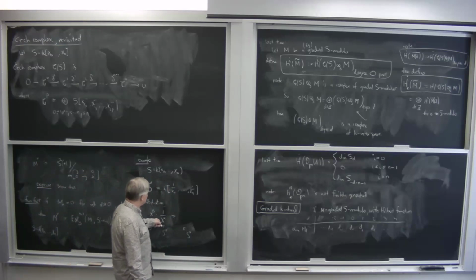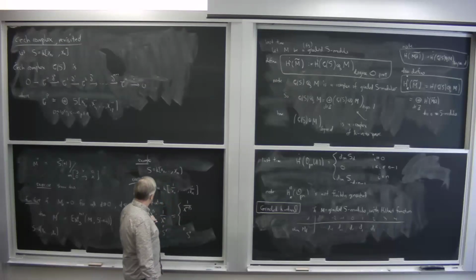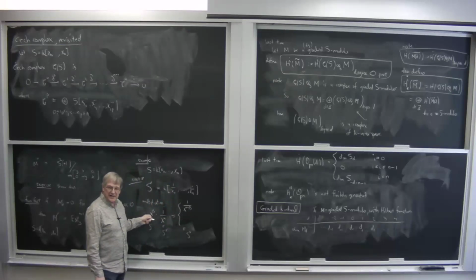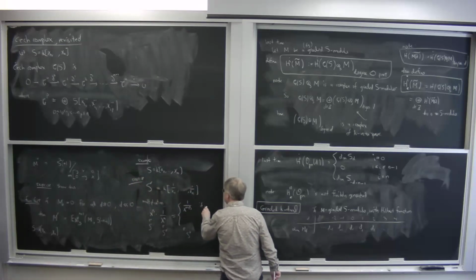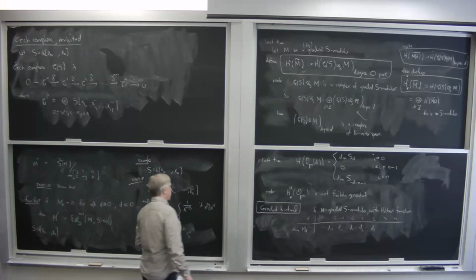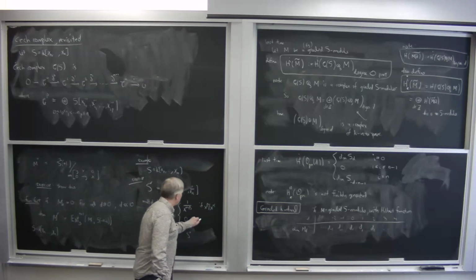So what is this element? It's one of two things. It's 1 over x to the alpha minus beta, sort of like differentiation by x to the beta. This is if x to the beta divides x to the alpha, so that alpha minus beta is an actual monomial, and it's 0 otherwise.